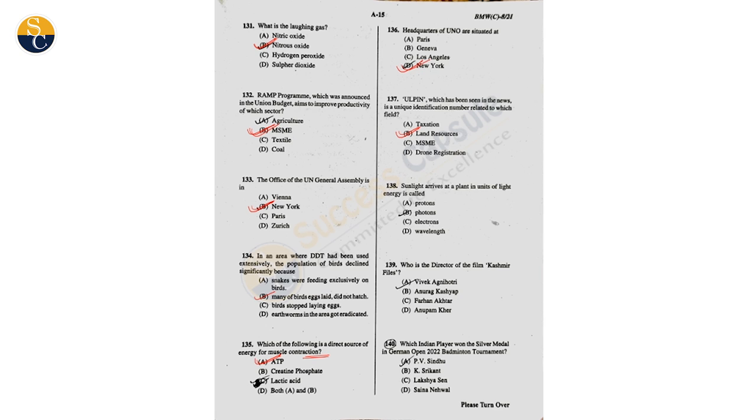Next, sunlight arrives at a plant in units of light energy. The unit of light energy is known as photons. So, B is the correct answer. Next, who is the director of the movie Kashmir Files? Answer is A, Vivek Agnihotri. Next, which Indian player won the silver medal in the German Open 2022 badminton tournament? Answer is C, Lakshya Sen.